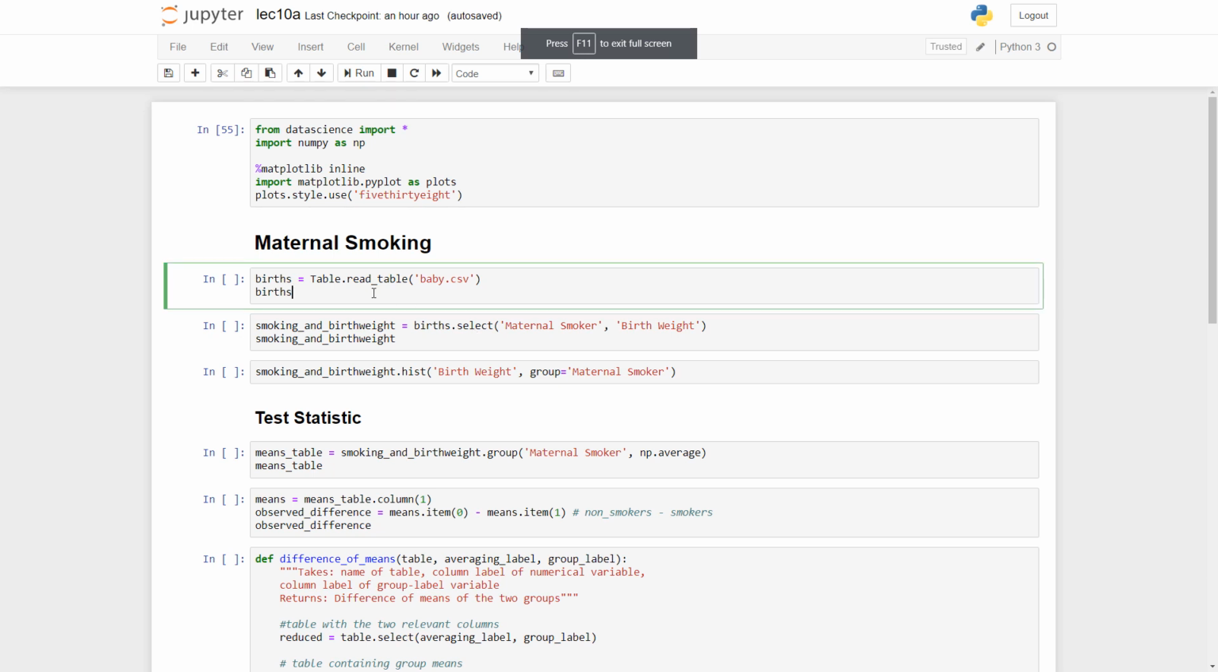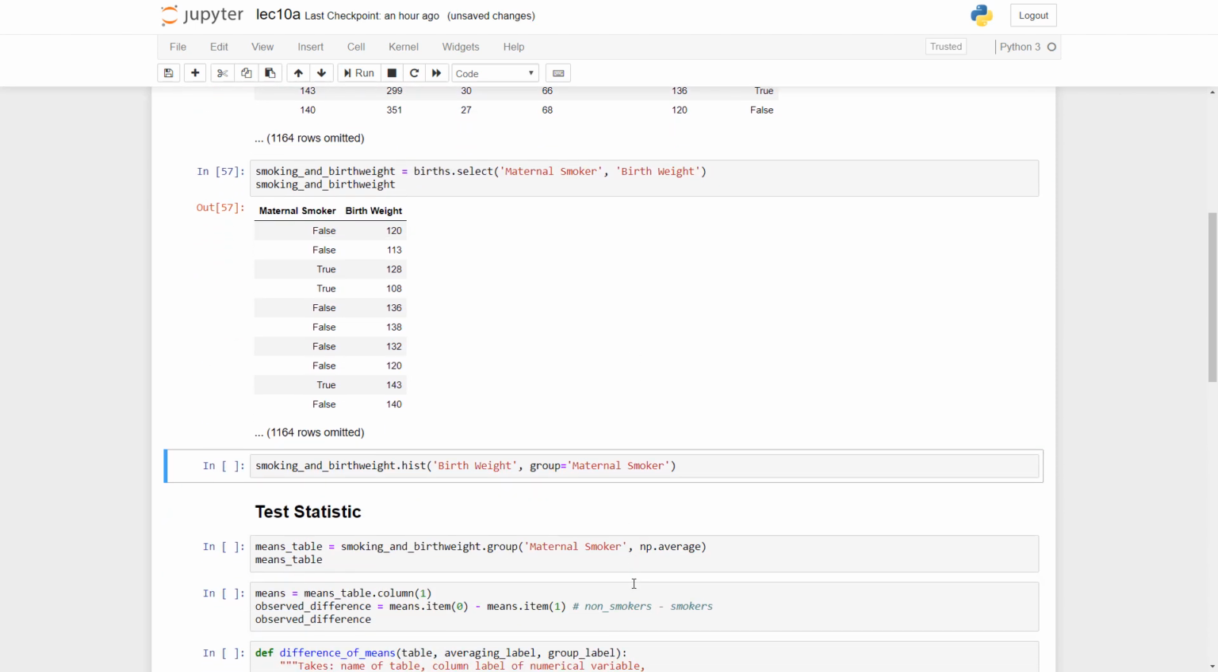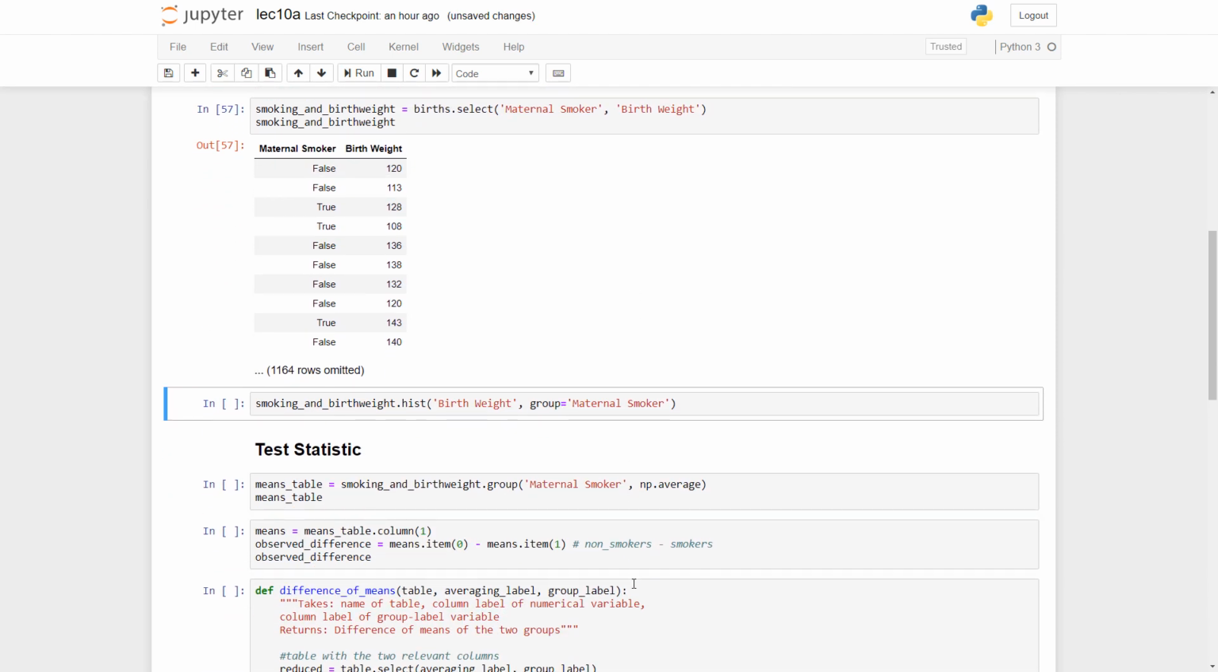So this is the data that we have. As you see, it has multiple columns. Each row here is a mother-baby pair. What we are concerned with from this table is just two columns, the birth weight and the maternal smoker. That's the label of the mother. So we'll just select these two columns, and that's what we will work with in the rest of the lecture.